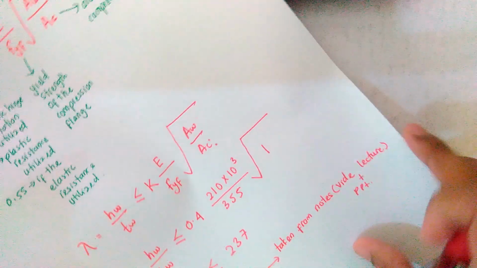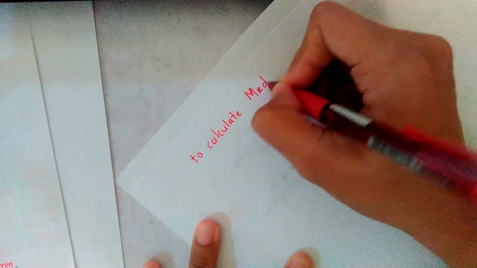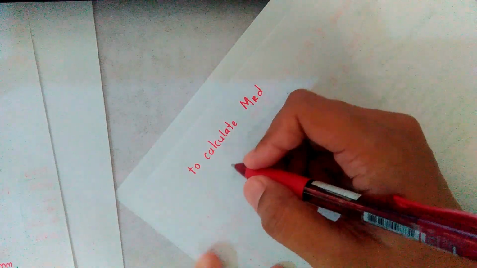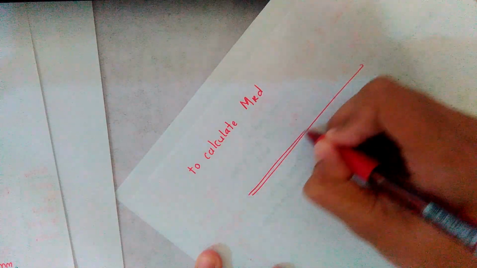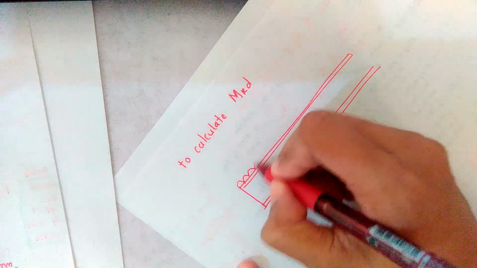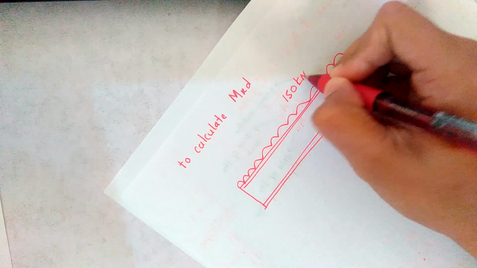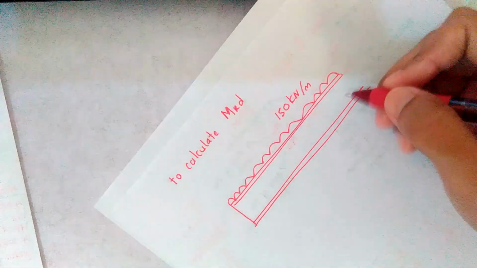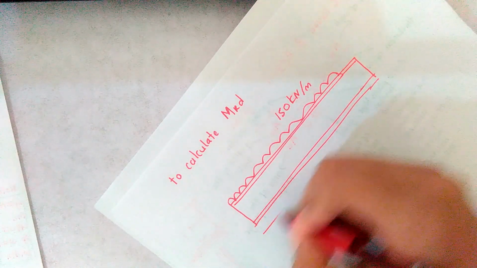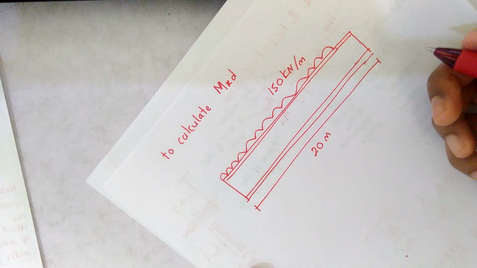To calculate MRD, we have this plate girder, whereby the total load acting on it is 150 kilonewton per meter, over a 20-meter length. So now you are going to calculate the design bending moment.